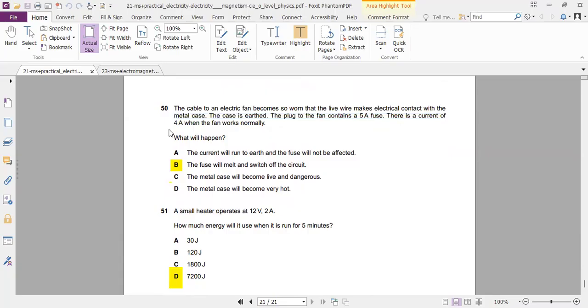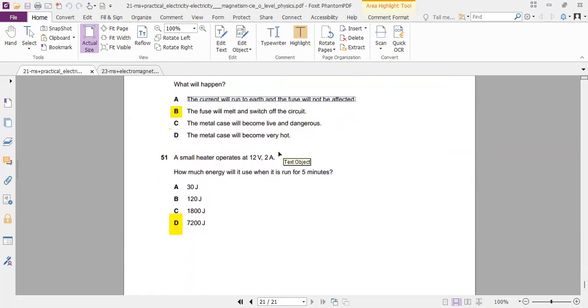5 amp fuse. We have repeated this question 3-4 times. And a small heater, 12 volt, 2 amps. Calculate power here, multiply with time, and you should get joules. So P is equal to VI: 24 times 5 times 60 should give you 72.